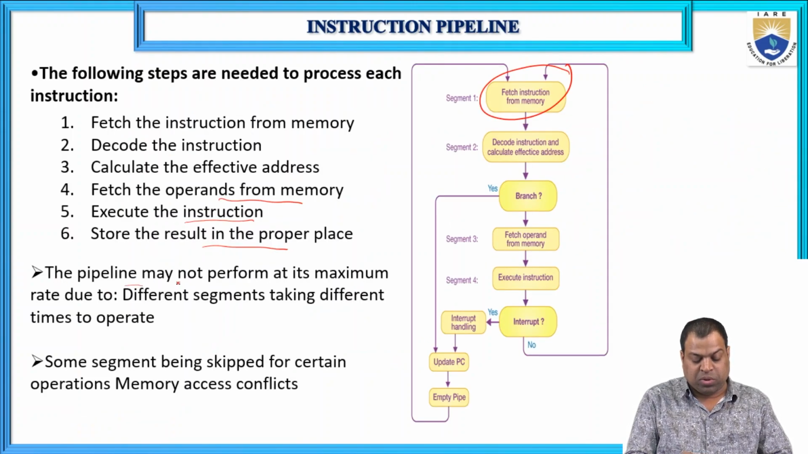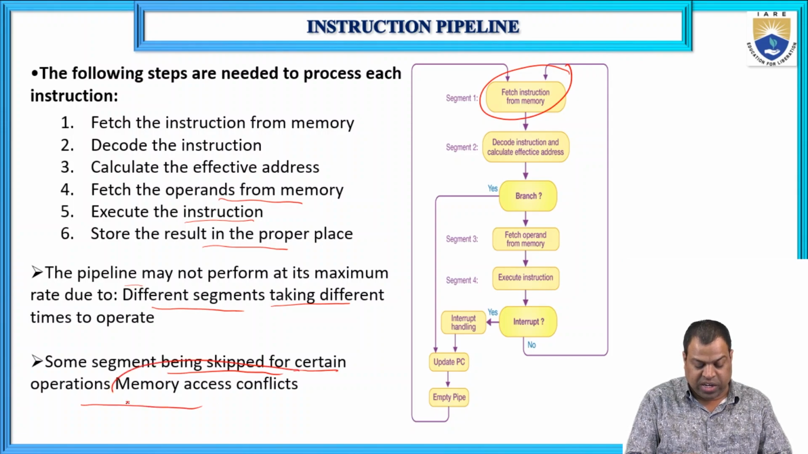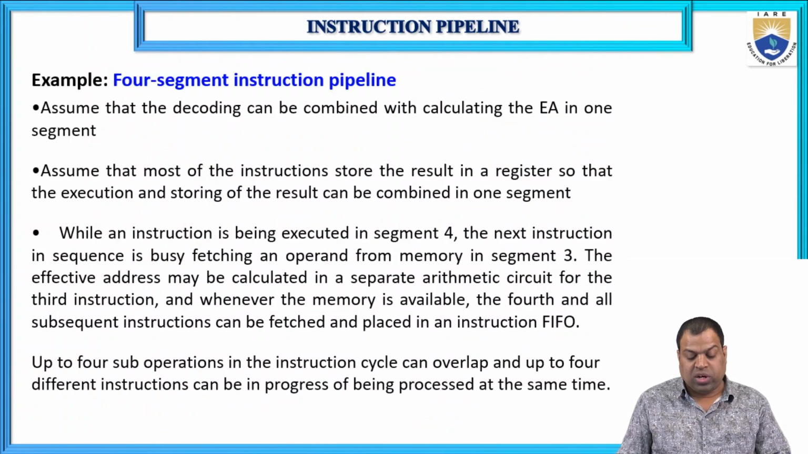So this pipeline may not perform at its maximum rate due to different segments taking different times to operate and some segments being skipped for certain operations or memory access conflicts. For example, I am taking a 4 segment instruction pipeline. Assume that decoding can be combined with calculating the EA in 1 segment, and assume that most of the instructions store the result in a register so that the execution and storing the result can be combined in 1 segment.